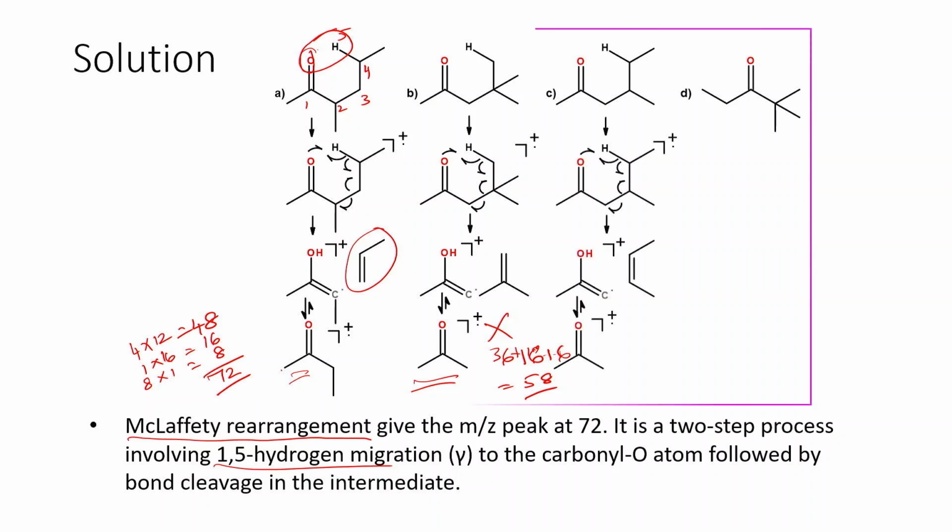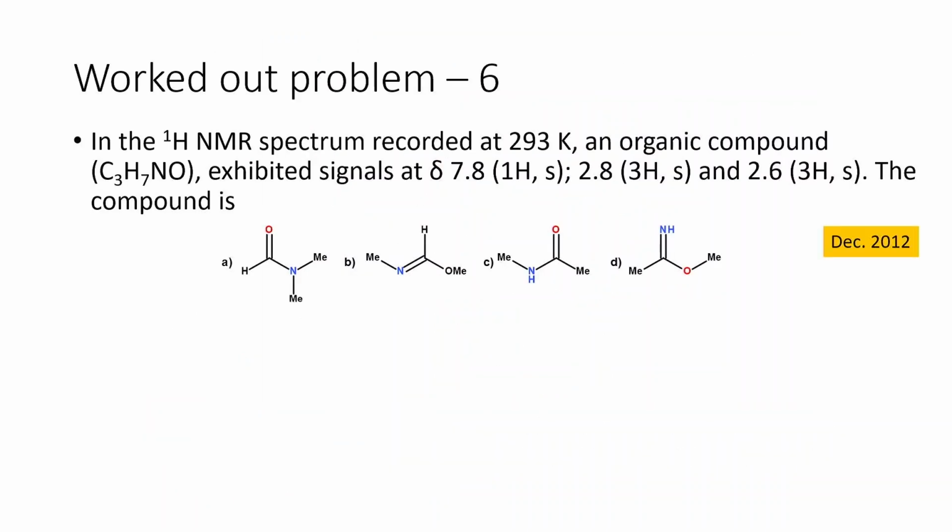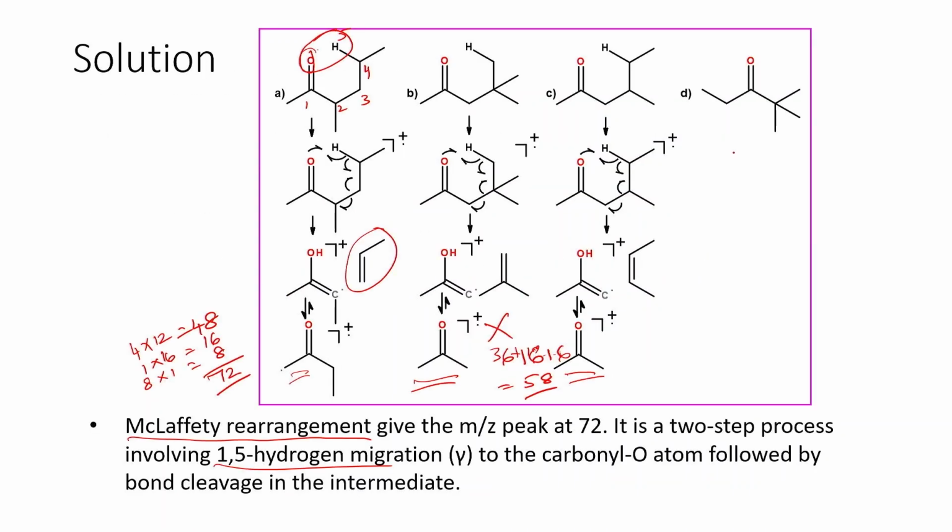And the third one also results in the same acetone-type radical cation that will be formed in this particular case. So here also we are not going to get the M/Z 72 peak. And the last one cannot undergo McLafferty rearrangement. So based on that, we can rule out B, C, and D, and the right option for this one is going to be option A.